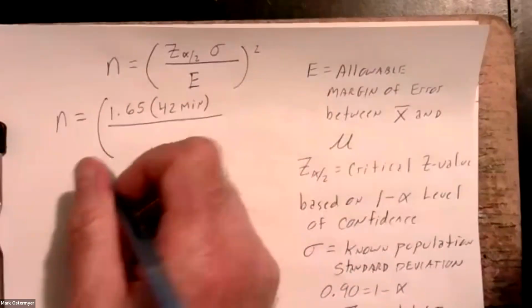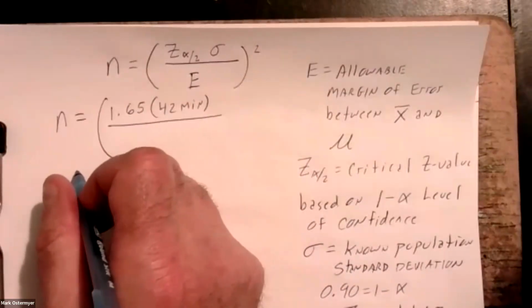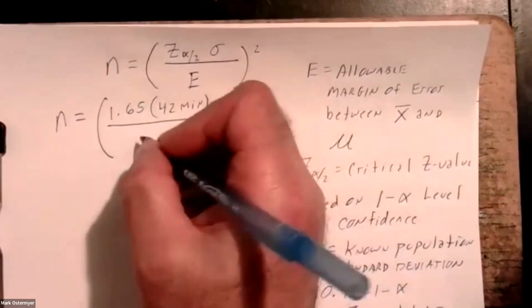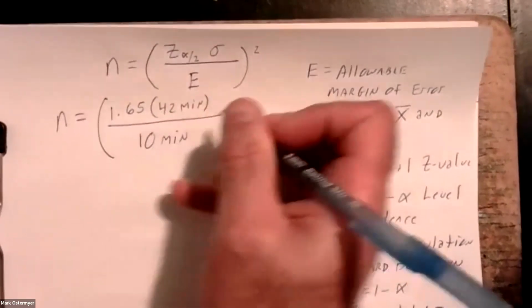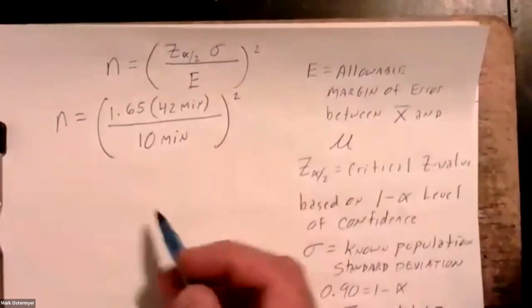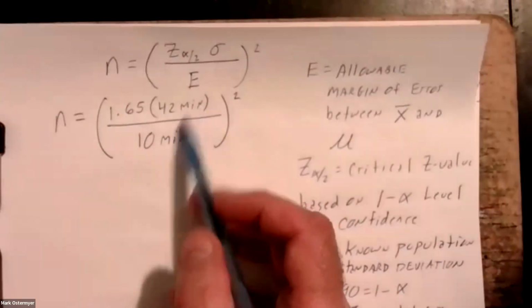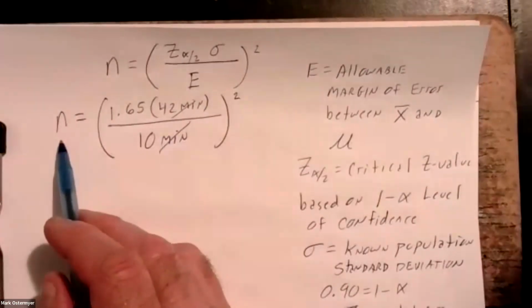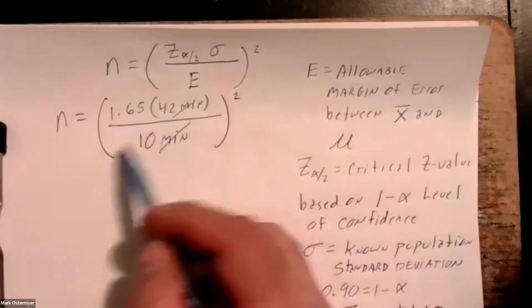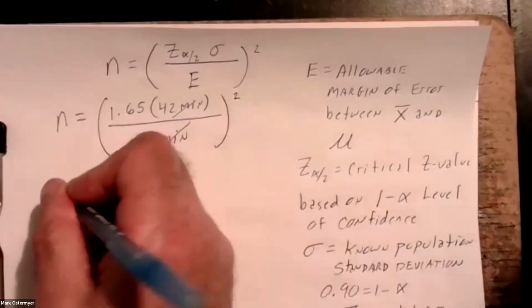Divided by my allowable margin of error that I set. I'm the one that indicates I want it to be no larger than 10 minutes. And then I want to square this. Hey, what happens to the minute units here? The minute units drop out, as they should, because a sample size is a dimensionless number. So the minute units drop, and we just have to get on our calculator and dial this up.